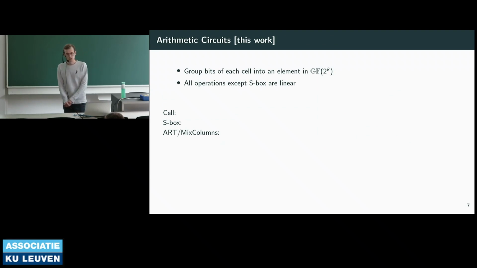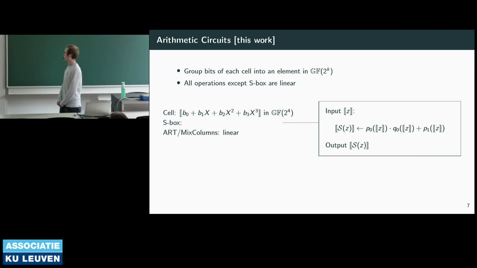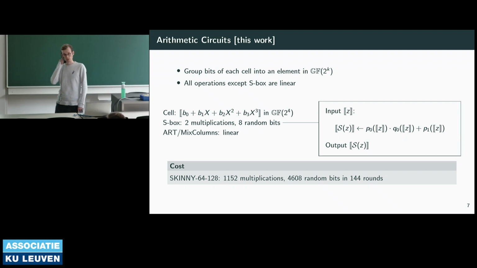Now if we start to make this more arithmetic, the first step is to group the bits from each cell into only one share. We want to do this grouping such that all the operations except the S box remain linear operations. So the cell is now one share, and we encode it in this polynomial here. Then we can compute the S box in a clever way using a polynomial decomposition of the interpolating polynomial, and the linear parts of the primitive remain linear. The formula on the right requires 2 multiplications to evaluate, and it requires 8 random bits from the preprocessing. So for the cost, we have already halved the number of multiplications needed to compute SKINNY. What I will show you now is how we can find coefficients for P0, Q0, and P1.